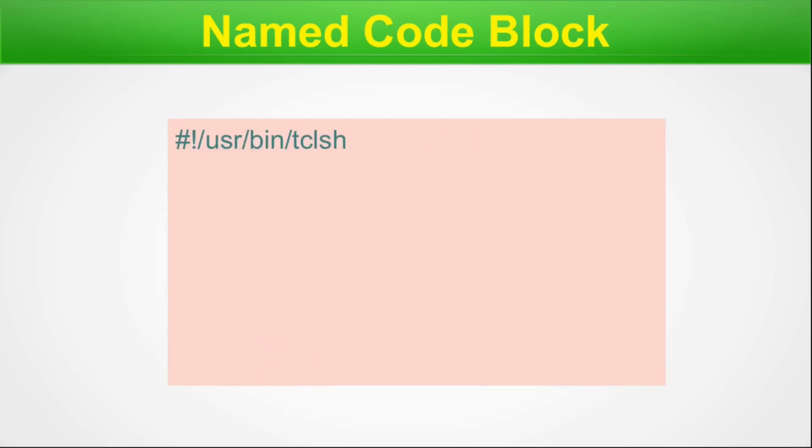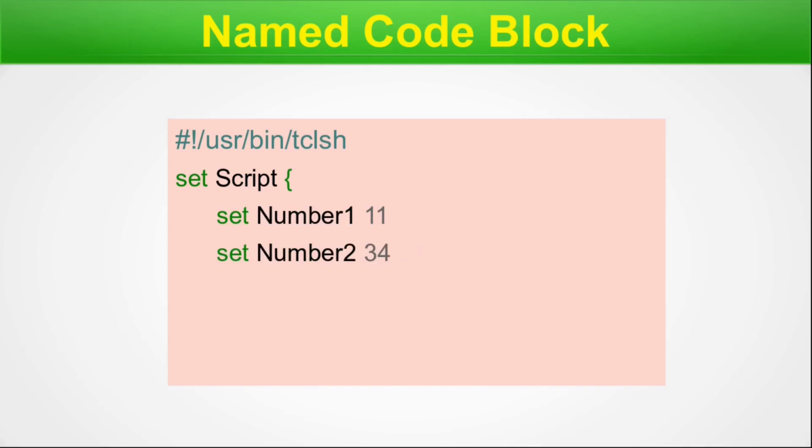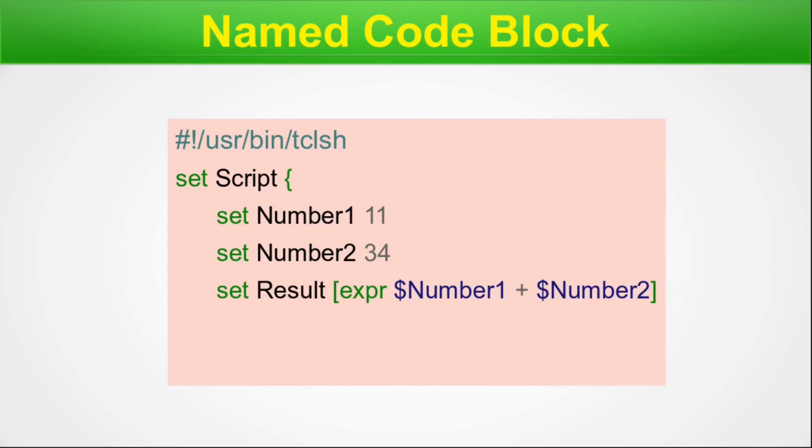Named code block. So here goes our code. Here is our tclsh. Then we write set script. This is the name of the code block script, and the code block begins with a curly bracket. Set number1 1, set number2 34. Result is set result within a rectangular bracket expr, where we add these two numbers. And here we close our code block with a curly bracket.